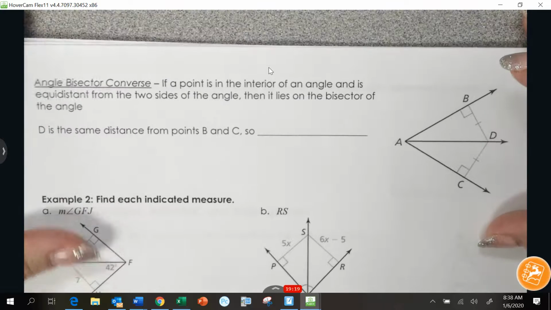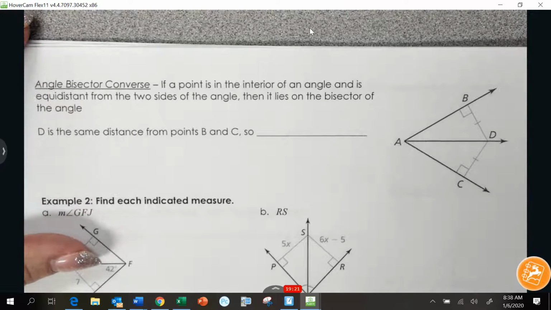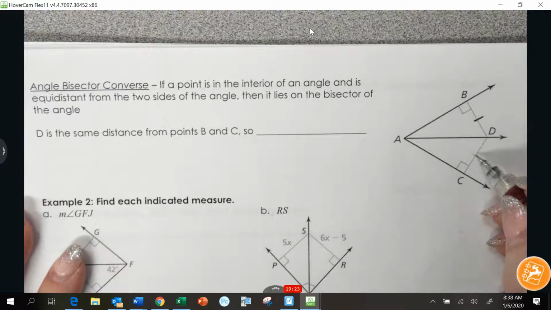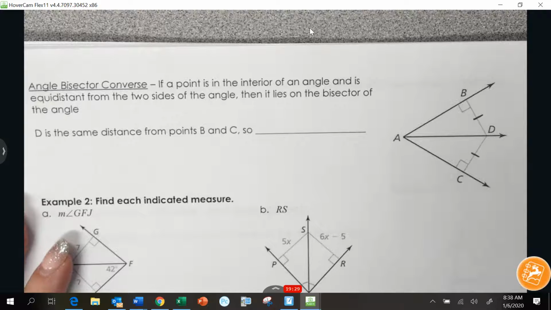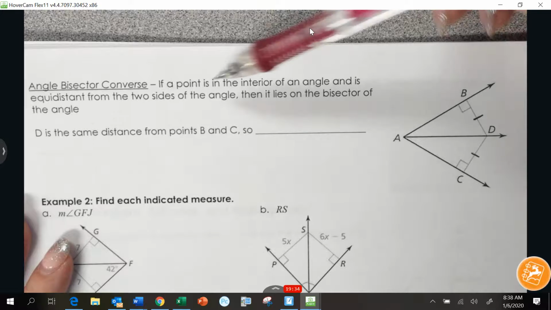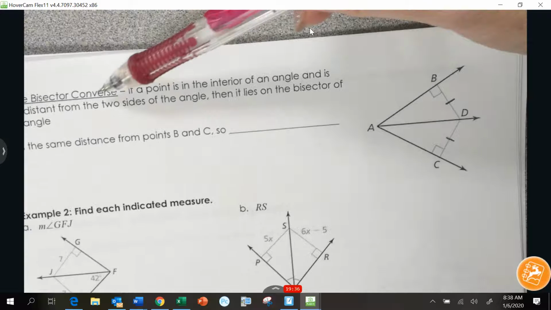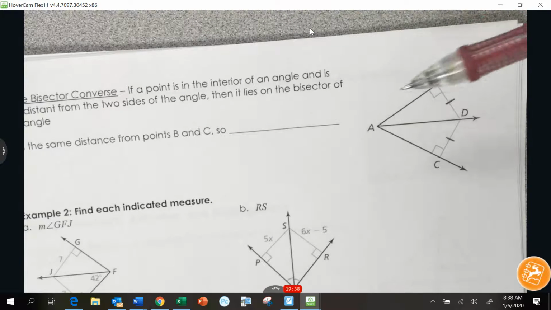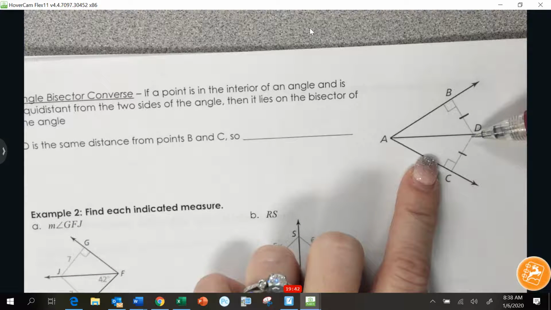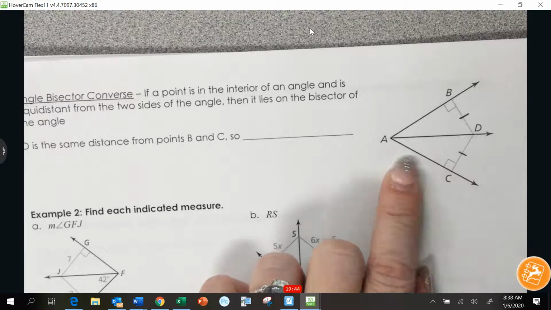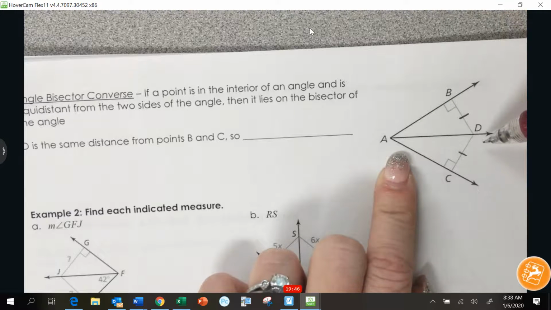And then the converse, the angle bisector converse says if we know that these two segments are congruent, the distance between them is the exact same. If a point is on the interior of the angle and is equidistant from the two sides of the angle, then it lies on the angle bisector of the angle. So if I know that DB and DC are congruent, I can say that AD is the angle bisector.